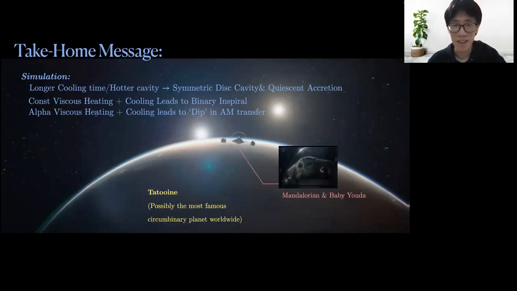And this is actually a funny picture because I took this from The Mandalorian 2. And this planet is actually the most famous planet in the world, which is Tatooine, the birthplace of Luke Skywalker.